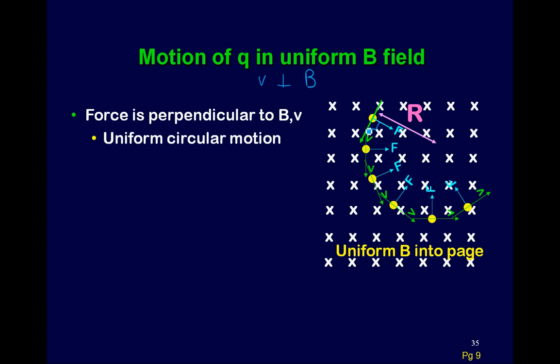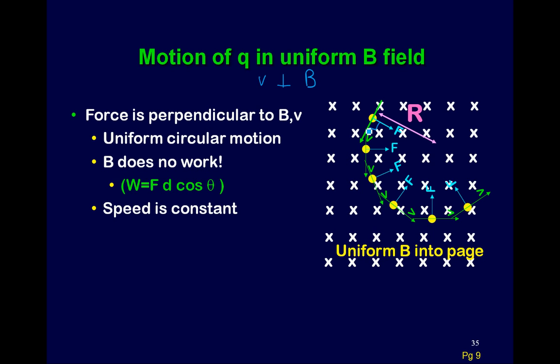Whenever the force is perpendicular to the velocity, you're always going to move in a circle, uniform circular motion. Another consequence is that the B field cannot do any work. Remember, for work the force has to be either helping or hindering the motion. Here you're not increasing or decreasing the velocity, so there's no change in the kinetic energy, and the work has to be 0.